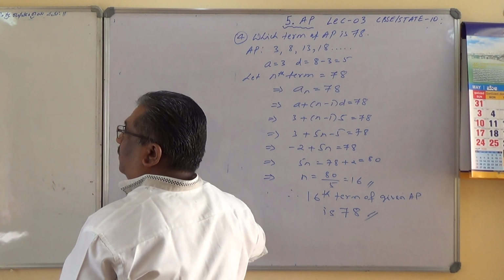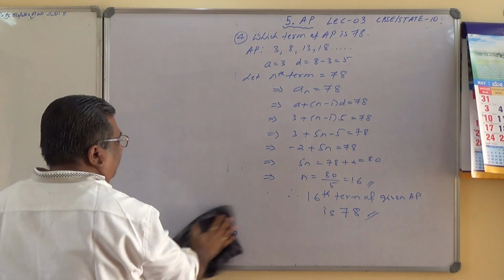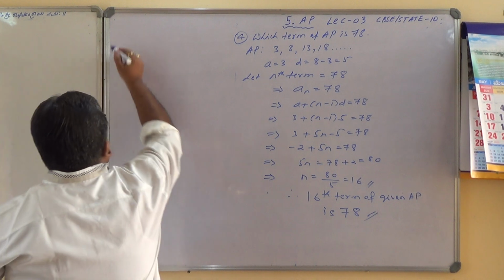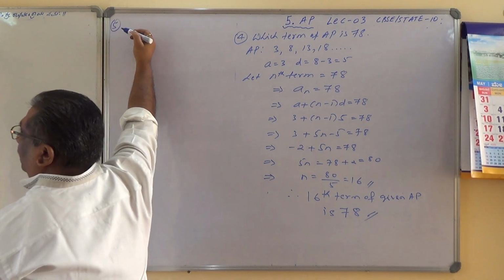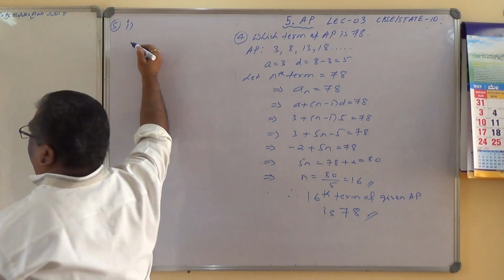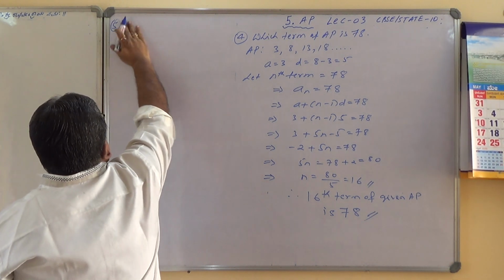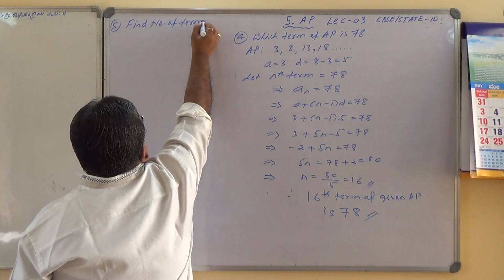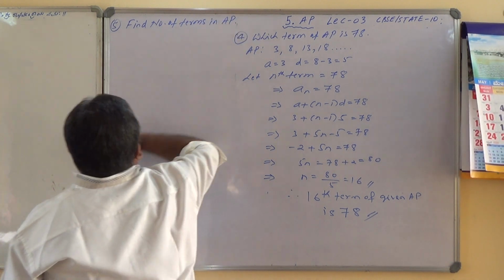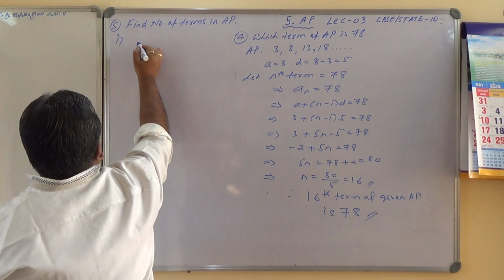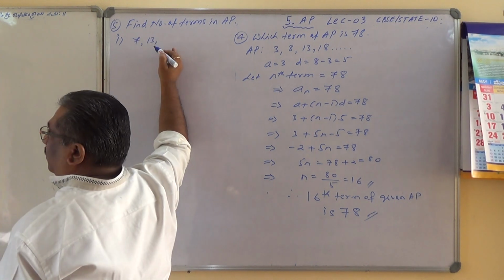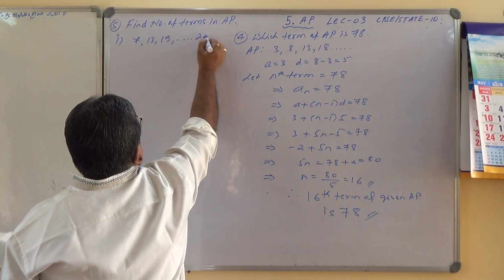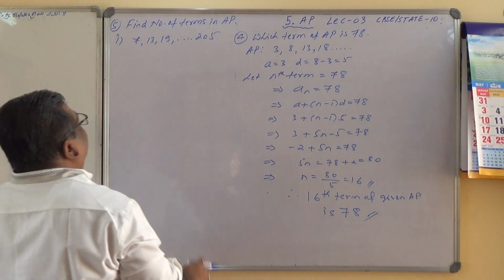Fifth one. Find the number of terms in each of the following APs. An AP is given to you and you have to find out the number of terms. How many terms are there? Definitely a last term must be given. First one: 7, 13, 19, and so on up to 205. Let me find out how many terms are there.